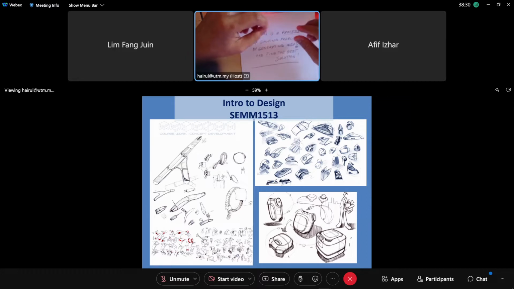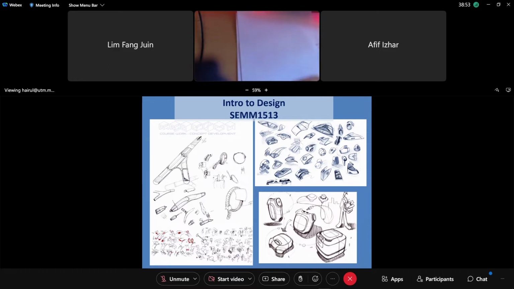Design you sketch, you do something. Tak boleh lah, jangan jawab macam tu. Kalau you cakap fluent, design is a process of solving problem by generating a lot of ideas, and find the best solution. Dia tabik lah, terus dapat kerja, insyaAllah. Alright? Itu cerita design. That is about design.